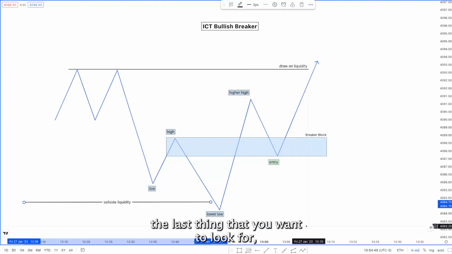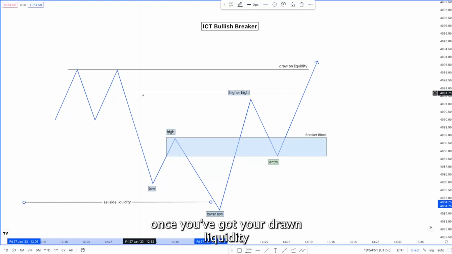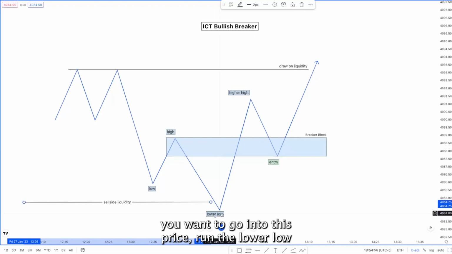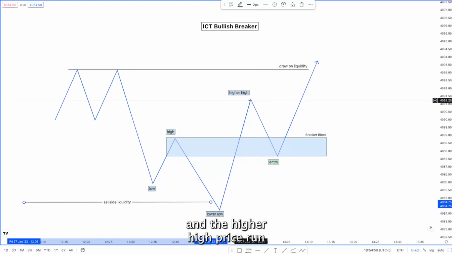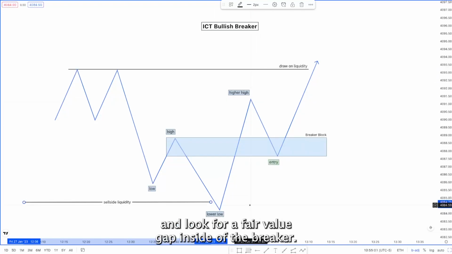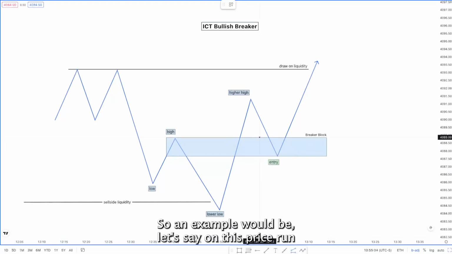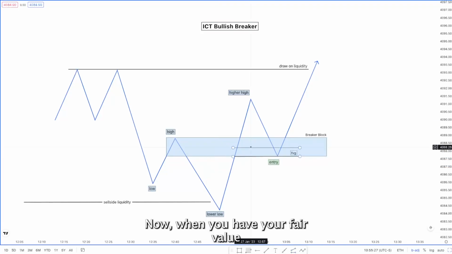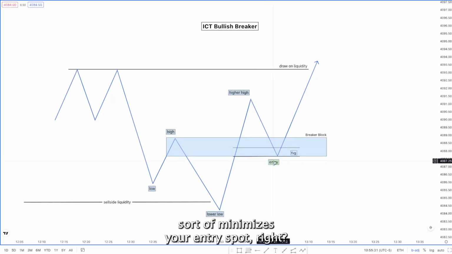Additionally, the last thing that you want to look for, once you've got your draw on liquidity and your sell side, you've got your breaker block formation, you want to go into this price run, so the lower low and the higher high price run, and look for a fair value gap inside of the breaker block, okay? So an example would be, let's say on this price run higher, we created a small fair value gap right here. Now, when you have your fair value gap inside of the breaker block, it sort of minimizes your entry spot, right?